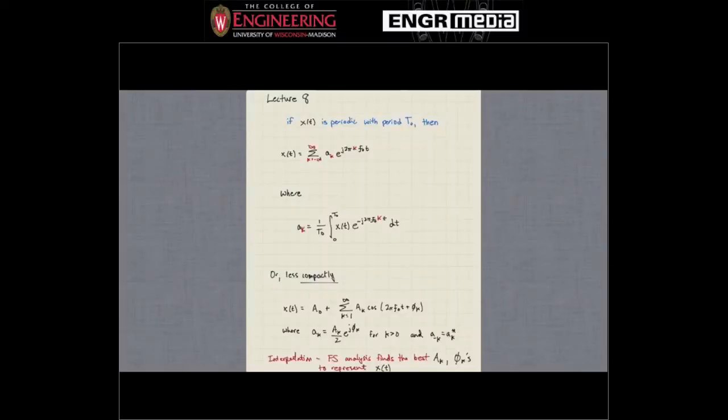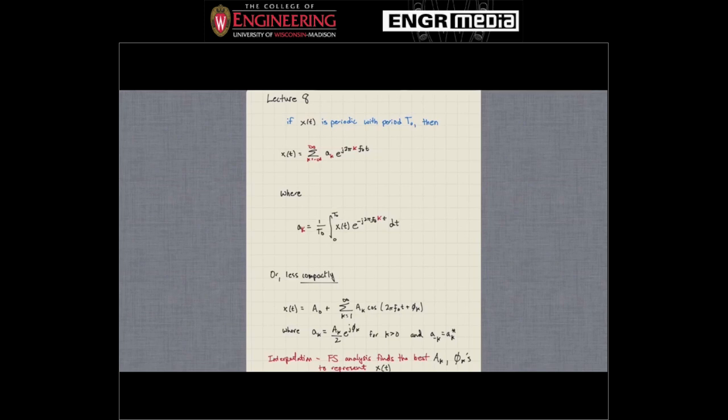Okay, welcome to Lecture 8 for ECE 203. In today's lecture, we're going to look a little bit more at the Fourier series, and how to calculate Fourier series coefficients for a few non-trivial examples.